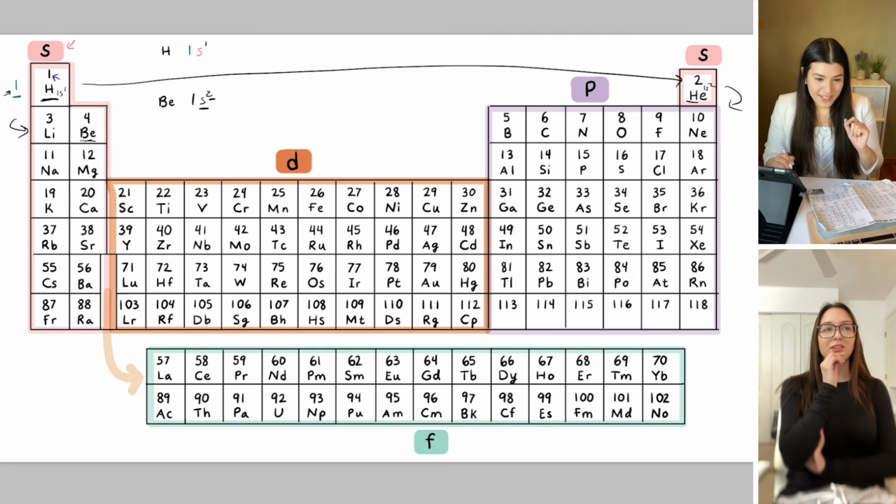Okay, then what about the lithium? So because beryllium is past lithium, then I know that this is going to be, well, 1, this is 2 because it's the second row, 2s, and I'm counting 2s, 1, 2. Okay.